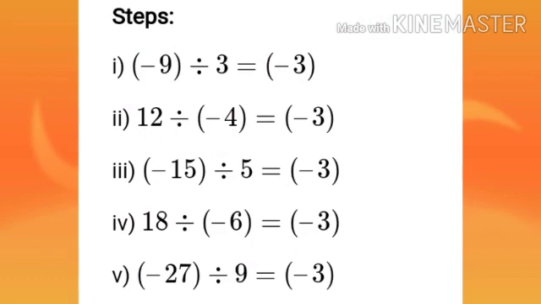Here is the solution. The first pair is minus 9 and 3. If you divide 9 by 3, it is equal to 3. Minus into plus is minus. Therefore, we get the solution as minus 3 there. Correct. The first pair is minus 9 and 3. The second pair is 12 and minus 4. 12 divided by minus 4 is minus 3. Clear? Then for the third one, minus 15 and 5.